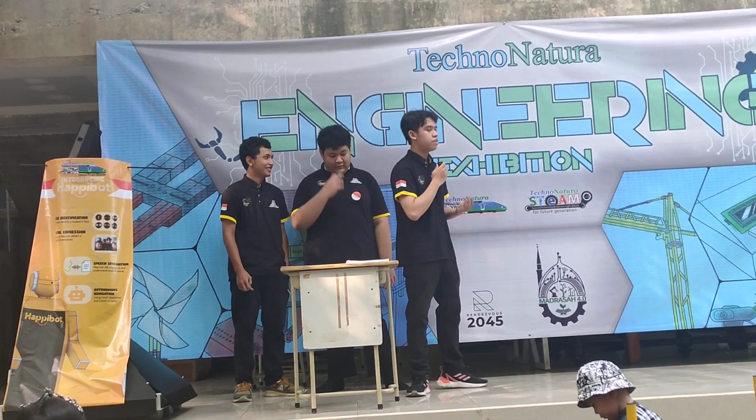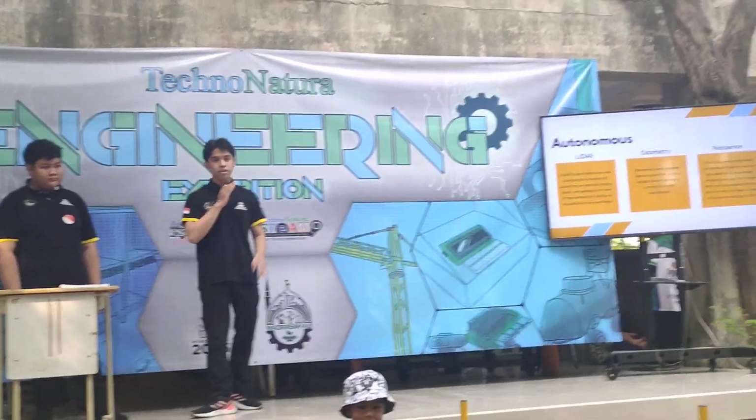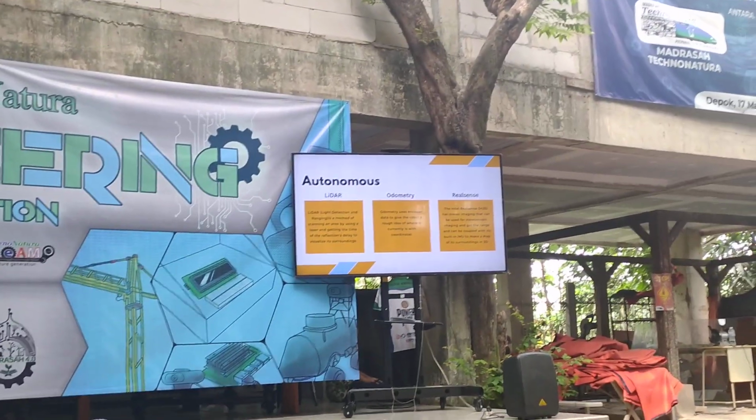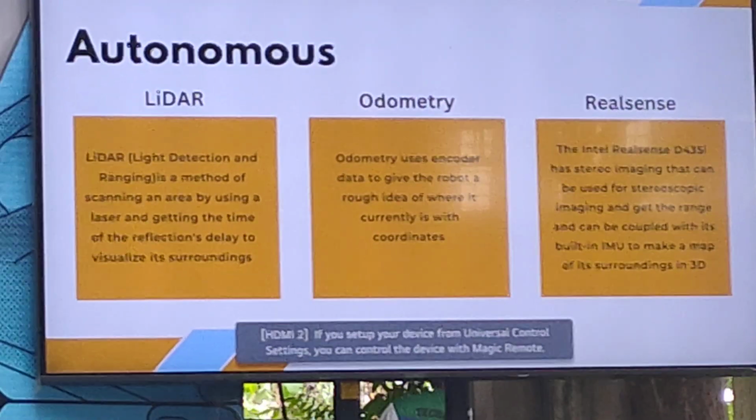Okay, the autonomous has 3 features. The first one is the RealSense, which is about the cameras, where it detects every camera on the field. And then there's the LiDAR and the odometry. Next.